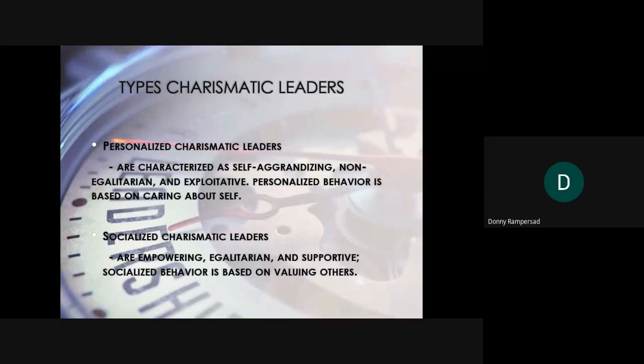Moving on, there are two types of charismatic leaders. These are the personalized charismatic leader and the socialized charismatic leader. Personalized charismatic leaders are characterized as self-aggrandizing, non-egalitarian, and exploitive. Basically, personalized behavior is based on caring about oneself. On the other hand, the socialized charismatic leader is empowering, egalitarian, and supportive. Socialized behavior is based on valuing others.